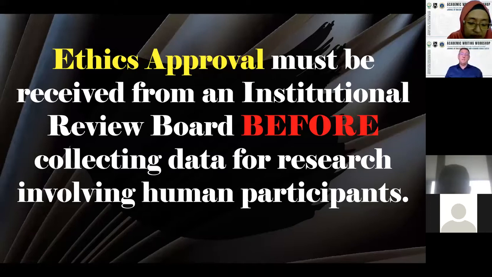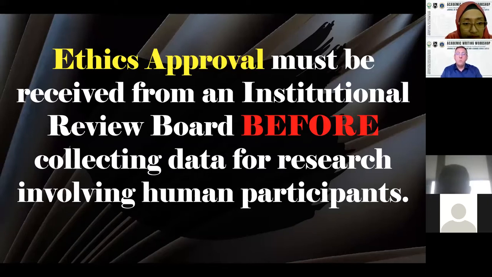Well, let me tell you something. The Institutional Review Board is there to help protect the participants. Of course, the IRB has the university to protect as well. But first and foremost, they are there to protect the participants. So it doesn't matter if you are sending a Google Docs or a Google Forms link to 1,000 people. It doesn't matter. Ethics approval is very important.